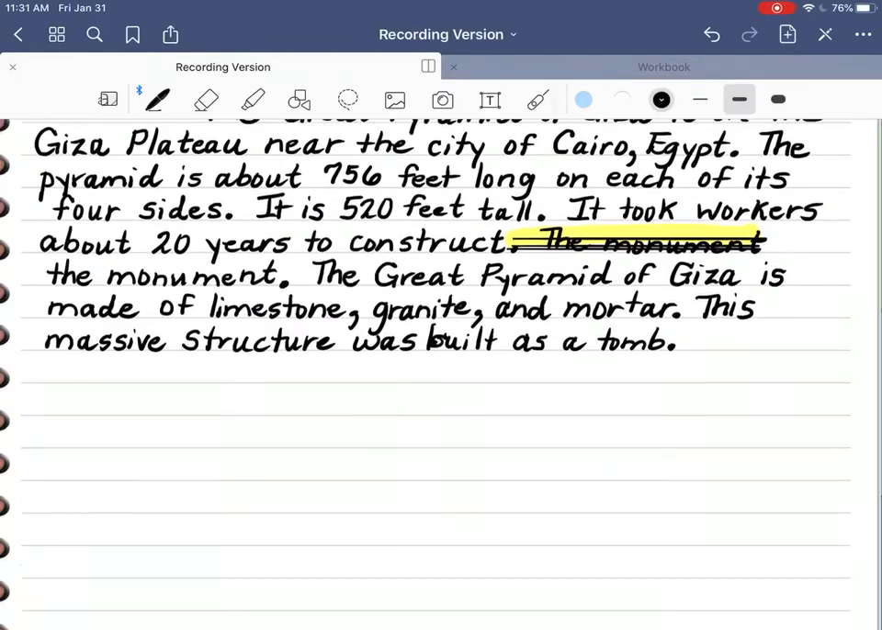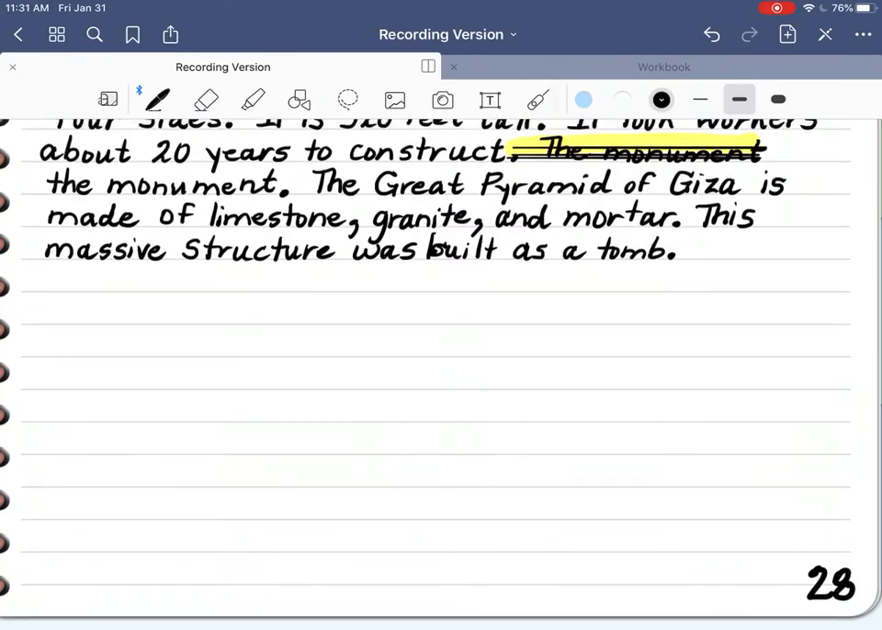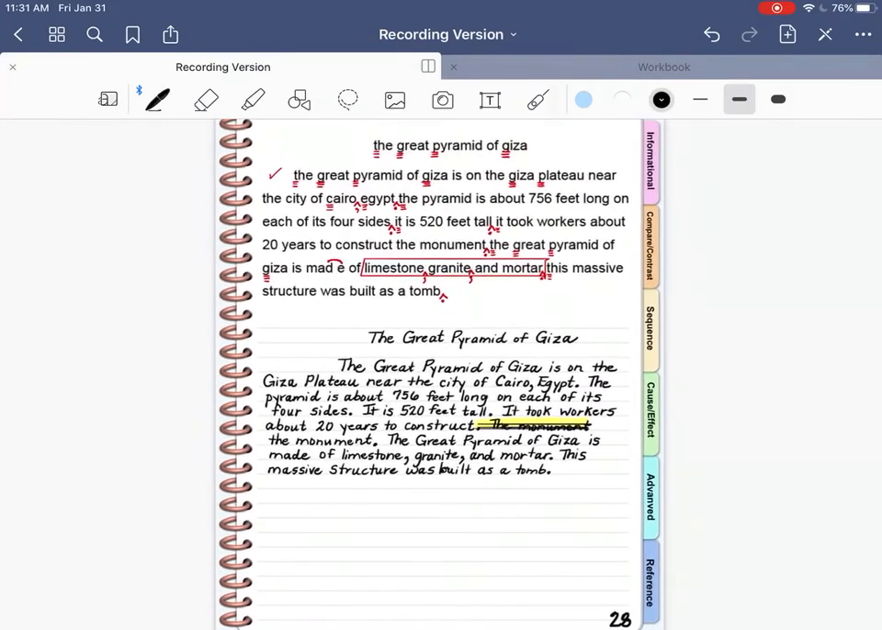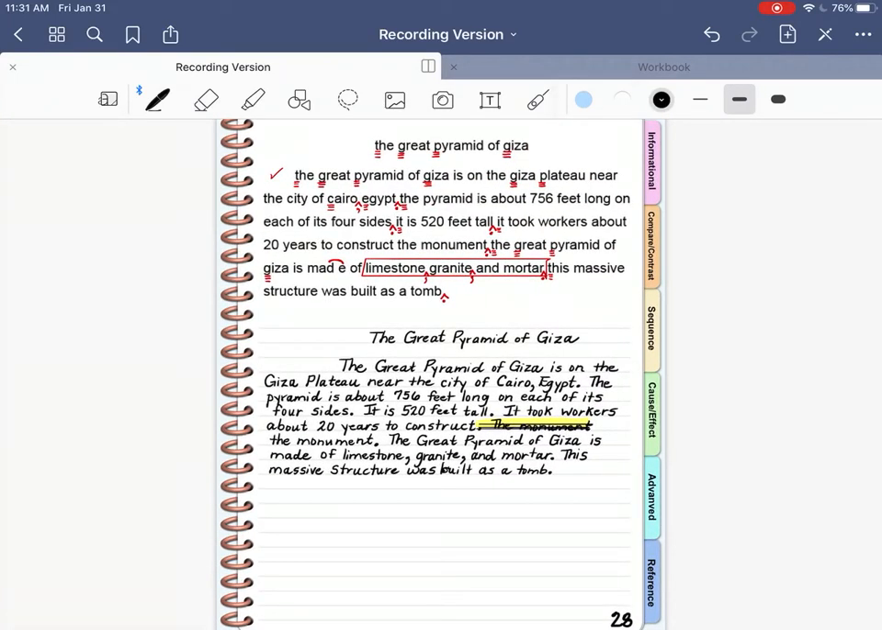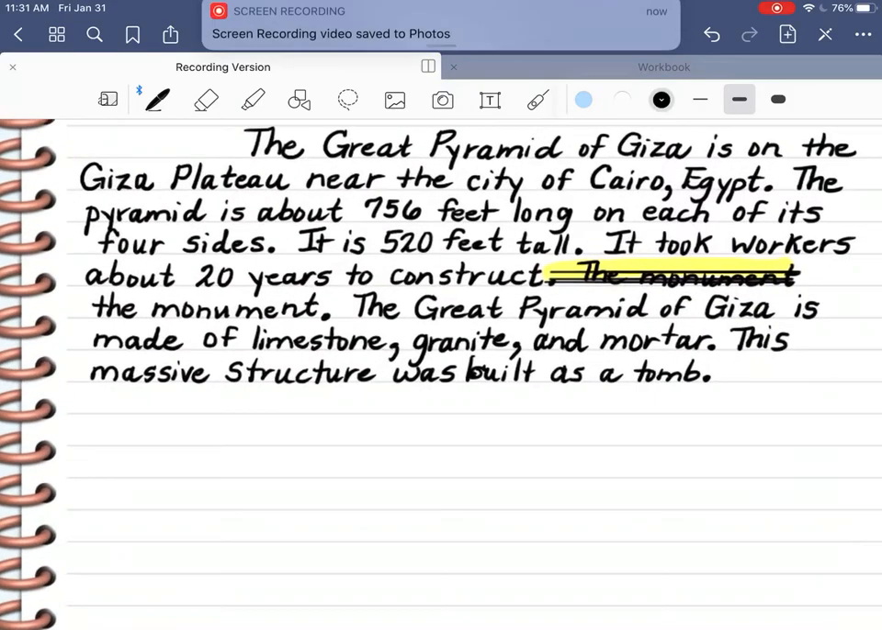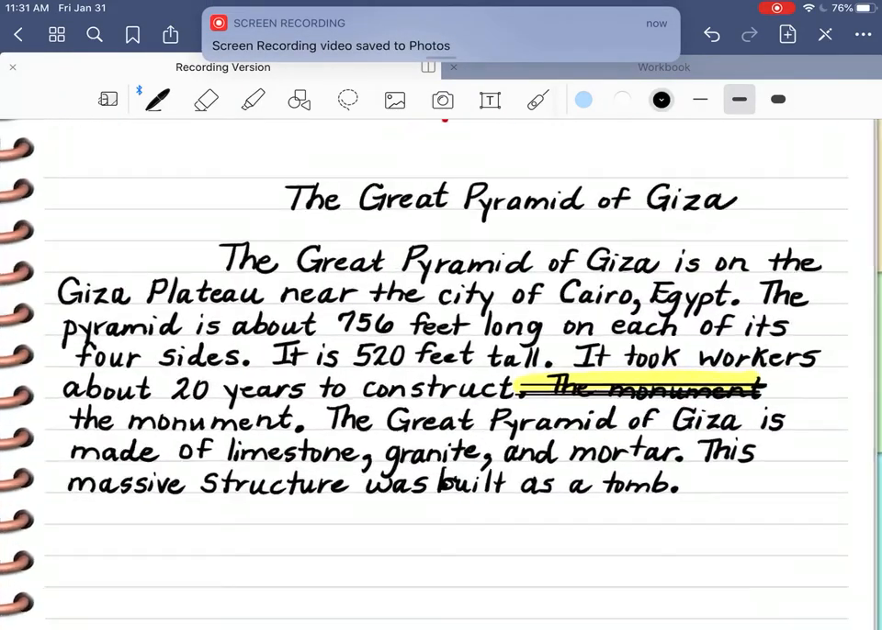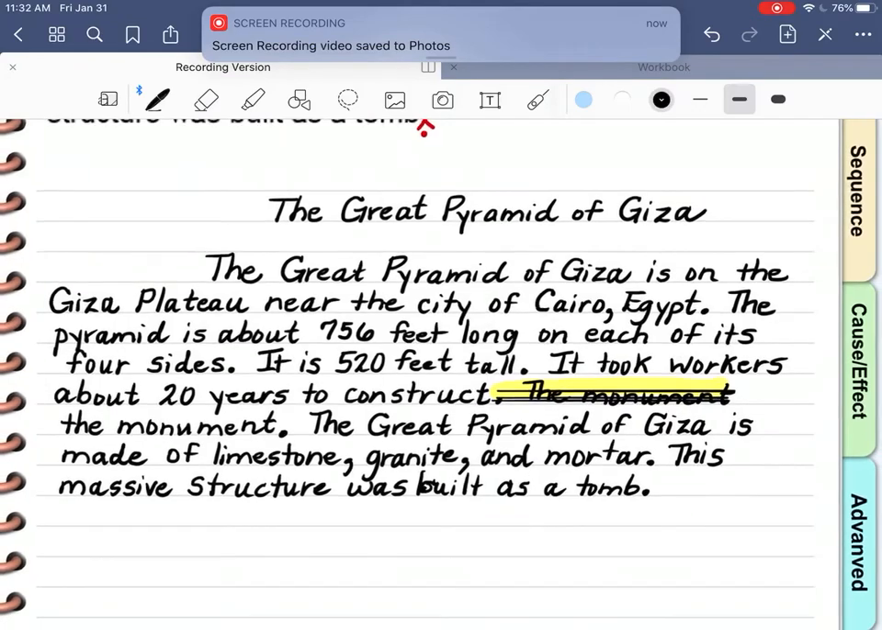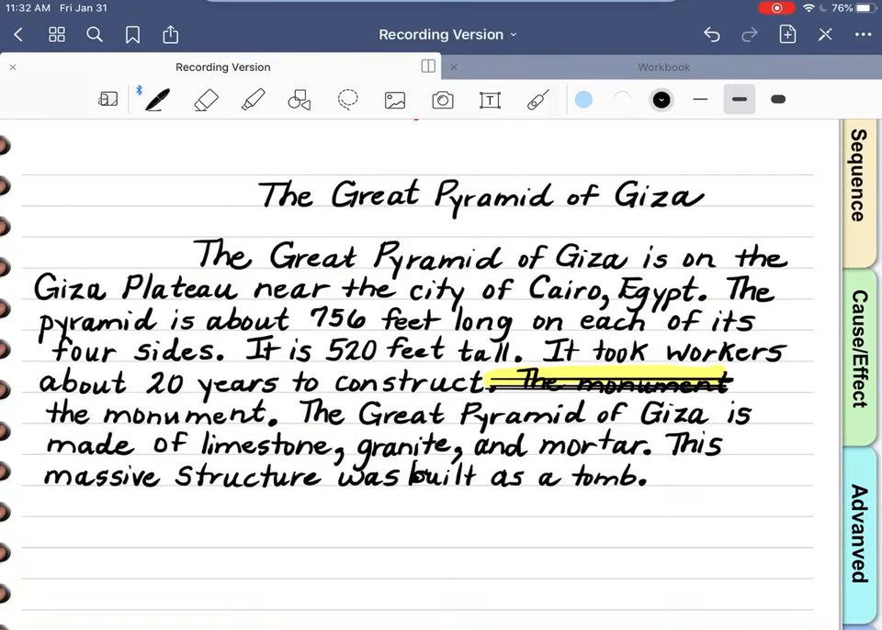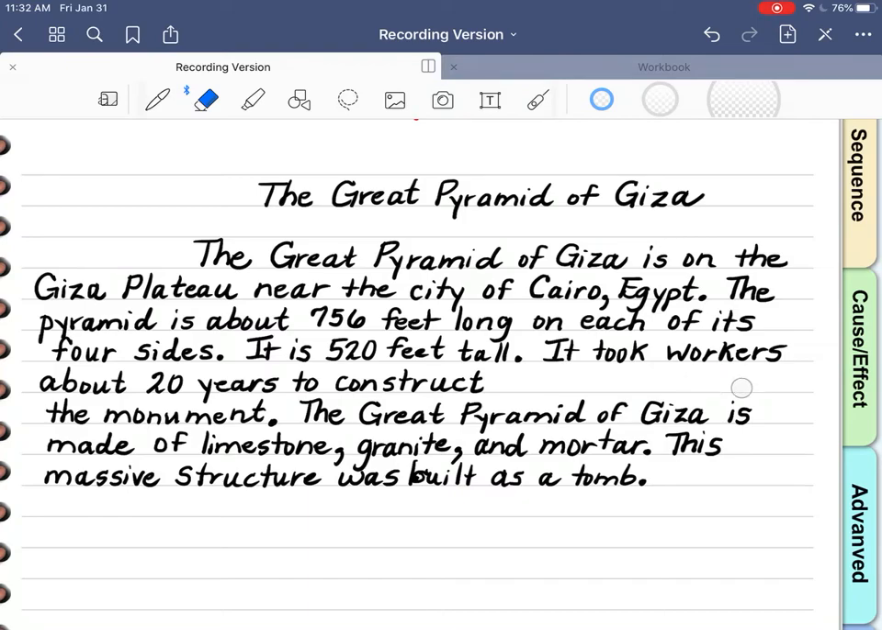I am still on page 28, and this is where we have written our paragraph correctly. I want to go through this and annotate with you just to give you some practice with that skill. In order to do that, I'm going to erase this part. Now, I know you can't do that as easily, and that's okay. If you have it in there, just leave it in there.